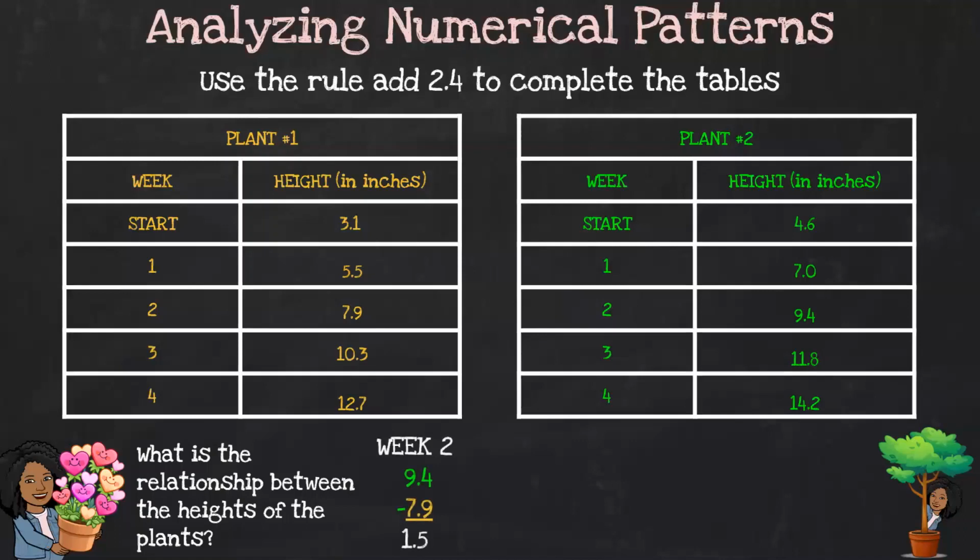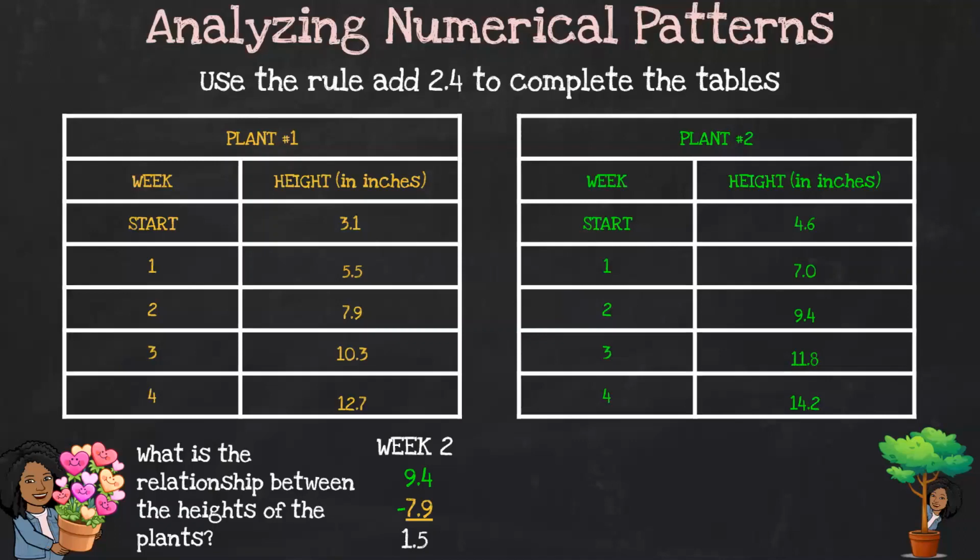On week number 2, plant 2 was 9 4/10, and plant 1 was 7 9/10. So I want to find the difference between those two. So I'm going to subtract, which would give me 1 5/10. So the difference between plant number 2 and plant number 1 is 1 5/10 inches. That means plant number 2 is 1 5/10 inches taller than plant number 1.